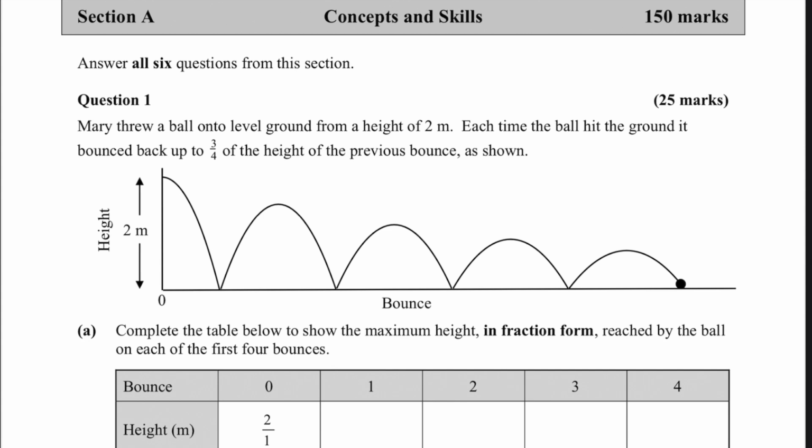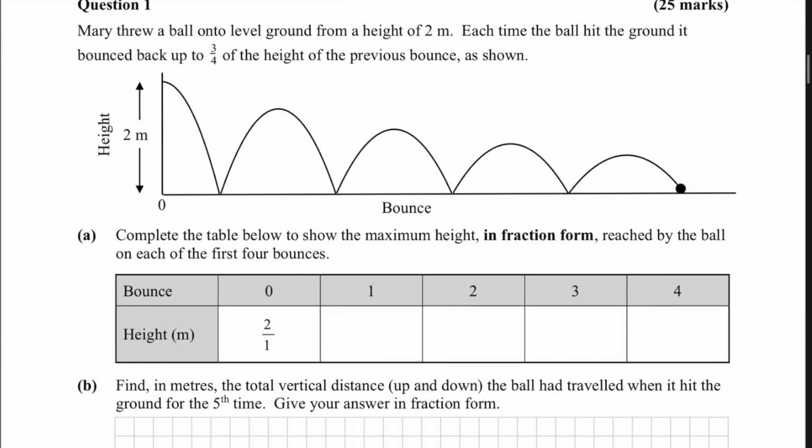Question number 1 is: Mary threw a ball onto level ground from a height of 2 meters. Each time the ball hit the ground, it bounced back 3/4 of the height of the previous bounce. We have to complete the table below. In the table, we have to show the maximum height in fraction form, for each bounce for the first 4 bounces.